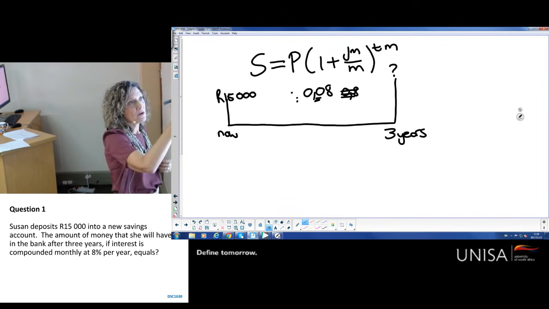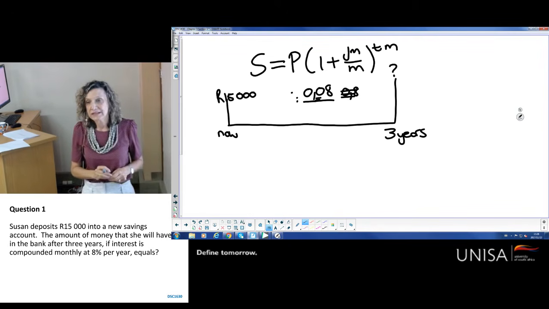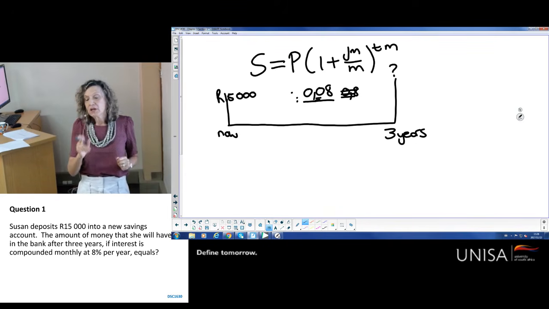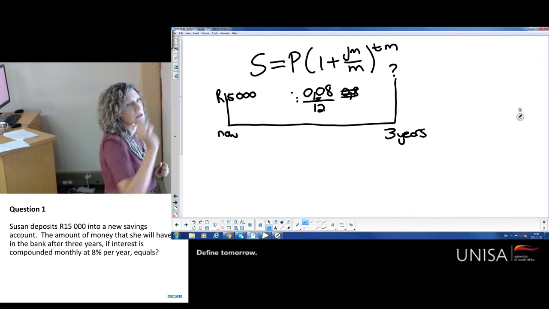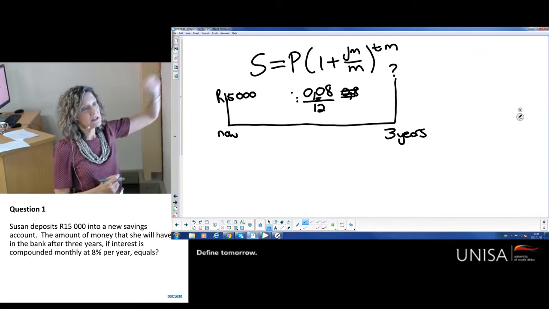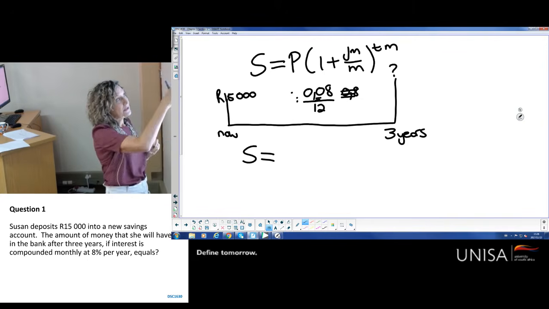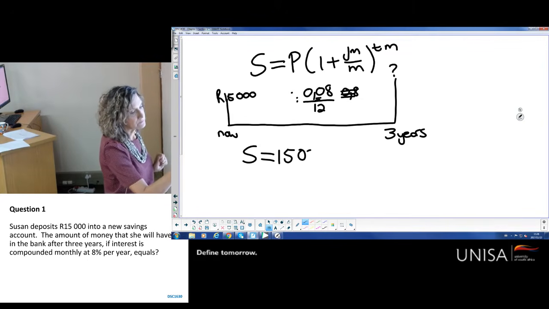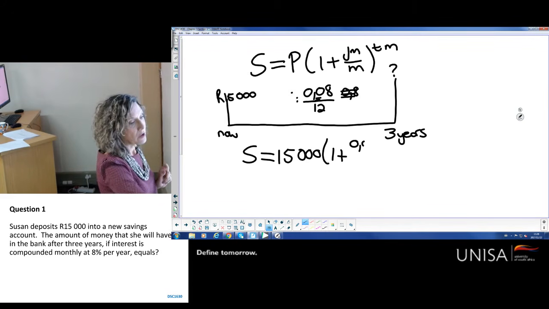So it's 0.08, but because it's compounded, we must divide it by M. And what is M? M is the number of compounding periods in 1 year, in 1 year only. So if it's monthly, how many months in a year? 12. So there's your value. Right. We know it's a compound interest formula. There's our formula. Now we need to go and substitute it in. P is 15,000. 1 plus Jm is 0.08 over 12.